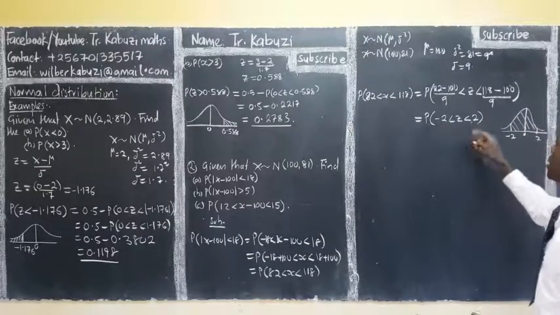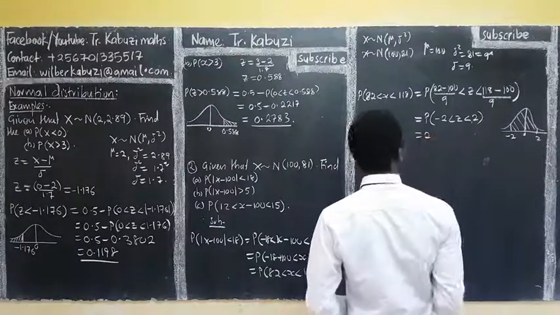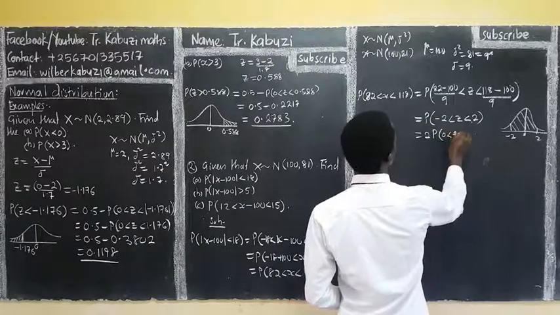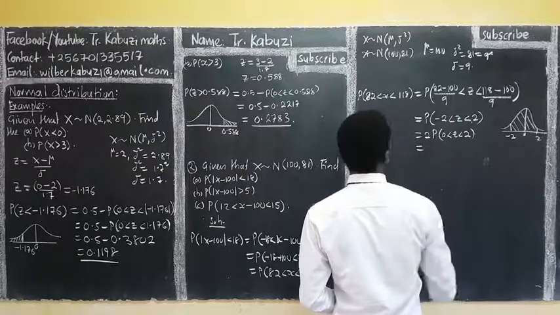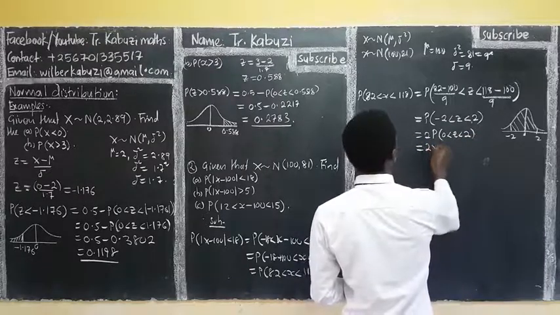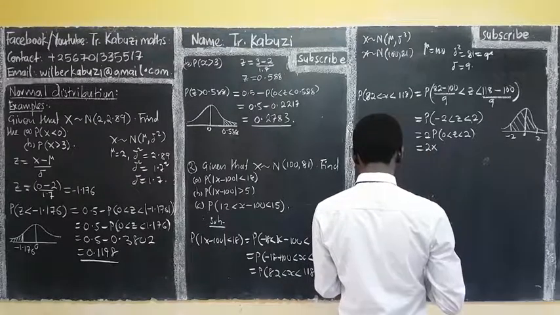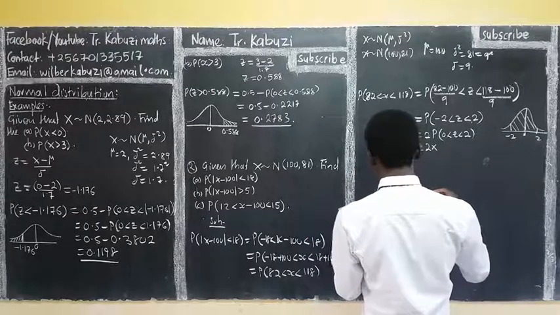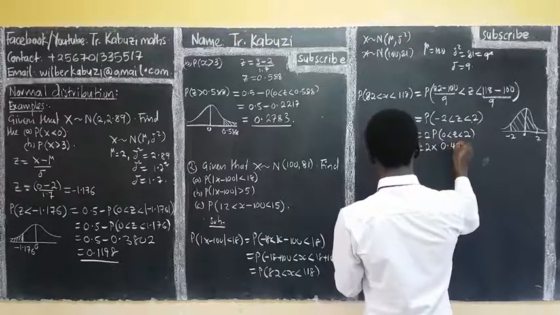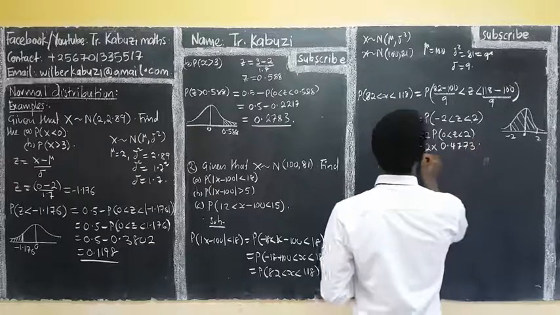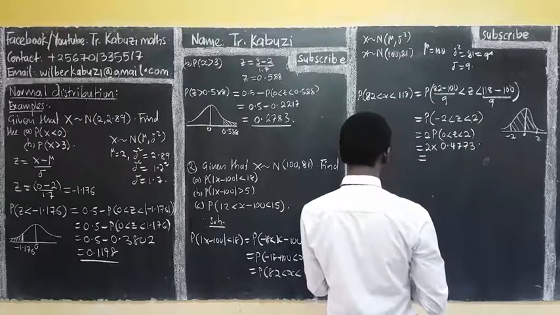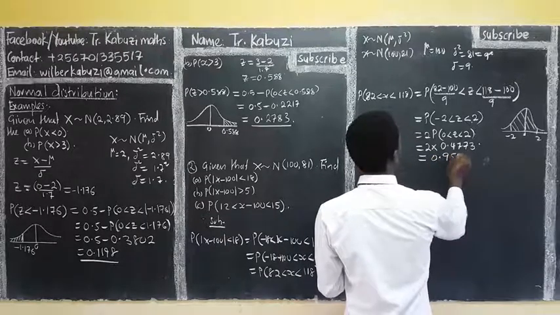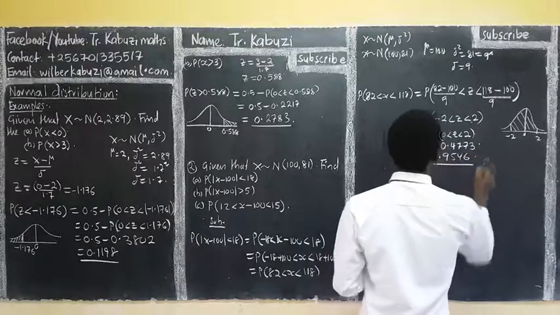The two sides are the same, so it is the same as 2 times the probability of 0 less than z less than 2. Then you read off from the table, and I'm getting 0.0473, hmm, and then multiply by 2. I'm getting 0.9546. That will be our answer there.